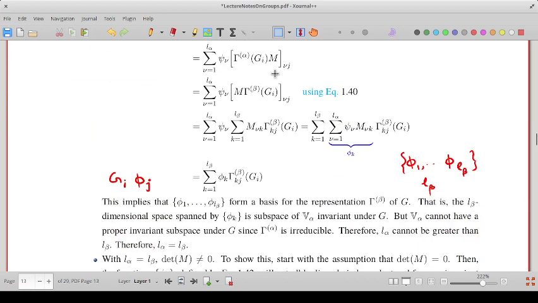And then we see that the L beta dimensional space spanned by phi j is invariant under the action of the group. And this space is also a subspace of V alpha. So if we call the space spanned by the vectors phi 1, phi 2, etc., up to phi L beta, V beta, we see that V beta is a subspace of V alpha.